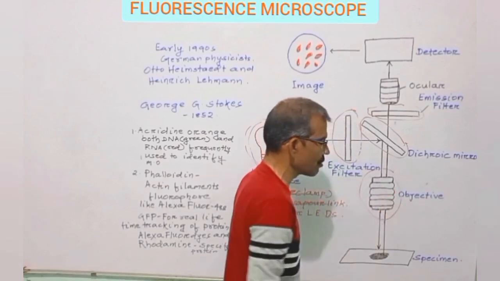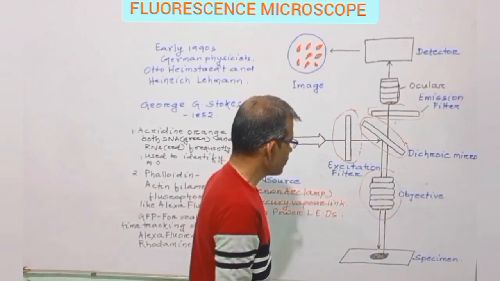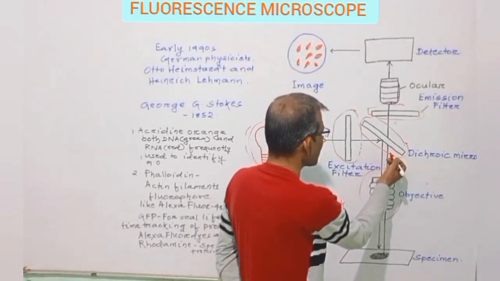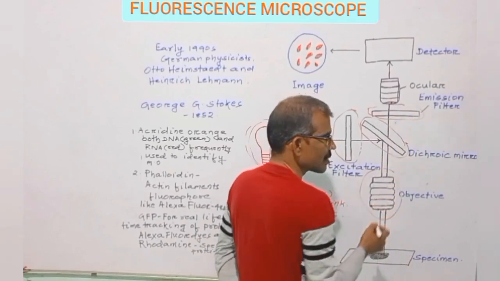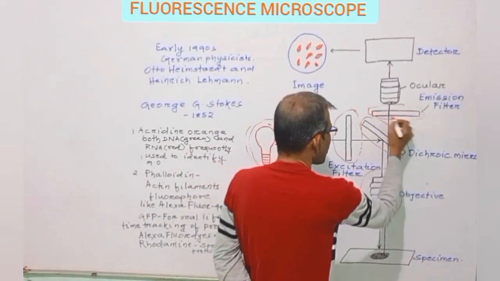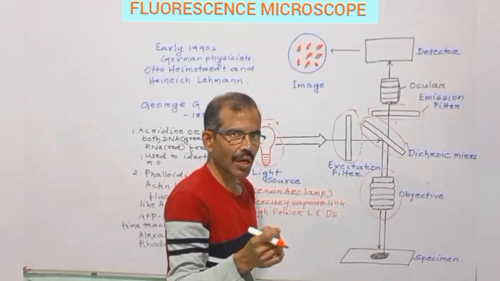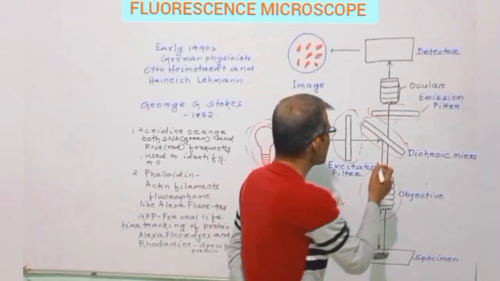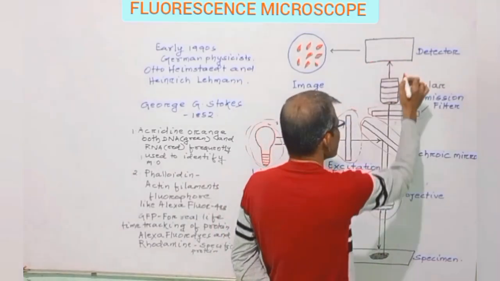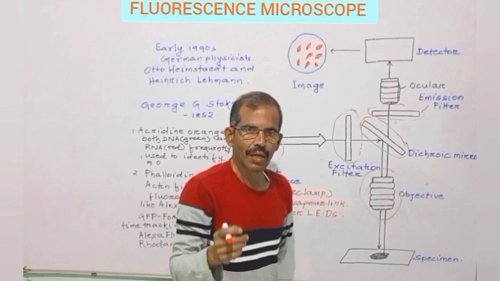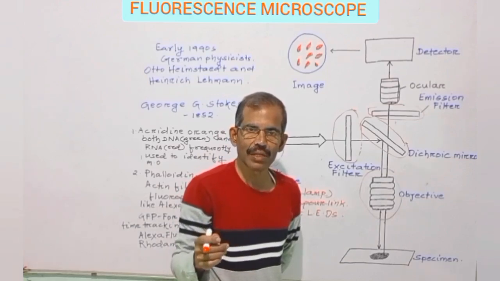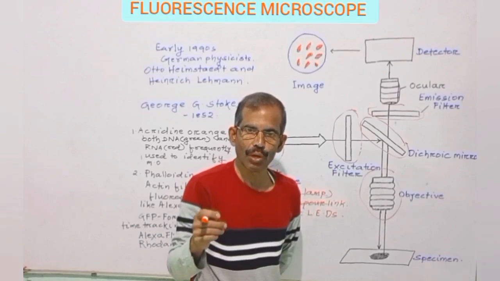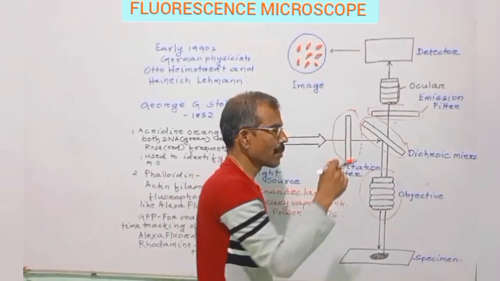which is then captured by the objective. From the objective, the light of long wavelength then passes through the dichroic mirror and then through an emission filter. The function of the emission filter is to allow the passage of required long wavelength light, which is then captured by the ocular and the detector, which forms a high contrast magnified image of vibrant bright colors such as red, green, blue or yellow against a dark background.